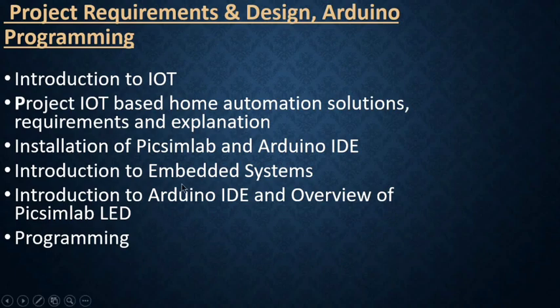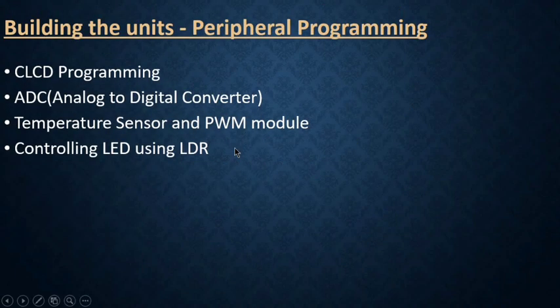And we also learned about embedded systems. An embedded system is a combination of computer hardware and software designed for a specific function. Embedded systems may also function within larger systems. The systems can be programmable or have a fixed functionality. And we also had an overview of the PICSimLab and how to do the programming in this week. And coming to the next slide, we learned how to build the units and peripheral programming.